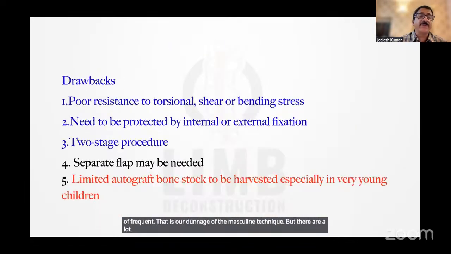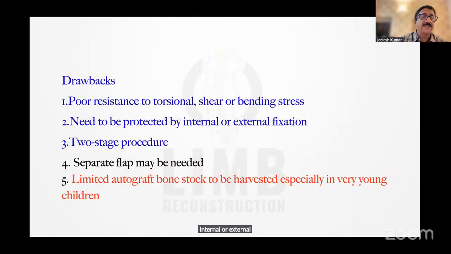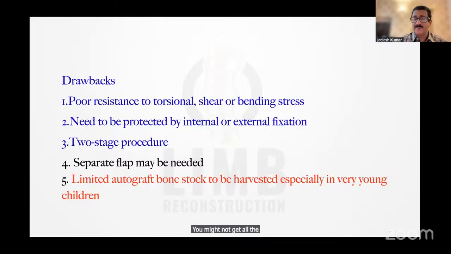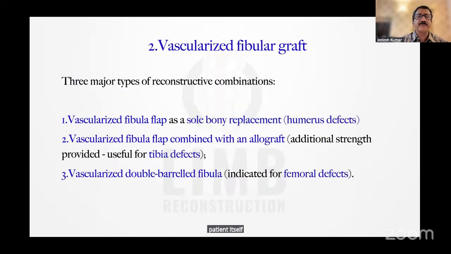But there are a lot of drawbacks: it is resistant to torsional shear or bending stress, and needs to be fixed with internal or external fixation for stabilization. Then it's a two-stage procedure with limited autograft. Suppose it is a big bone, so a big defect, you may not get all the autograft from this patient itself. Then you have the vascularized fibular graft.